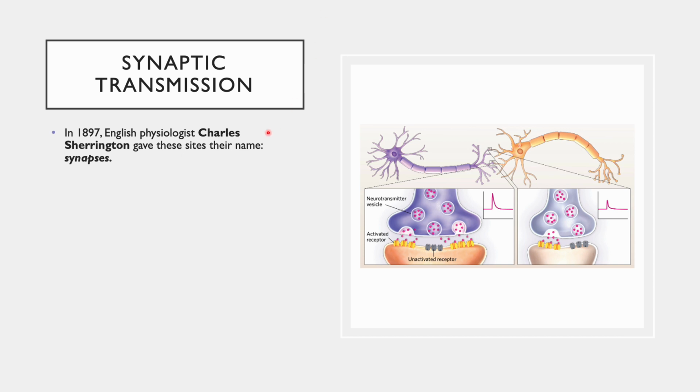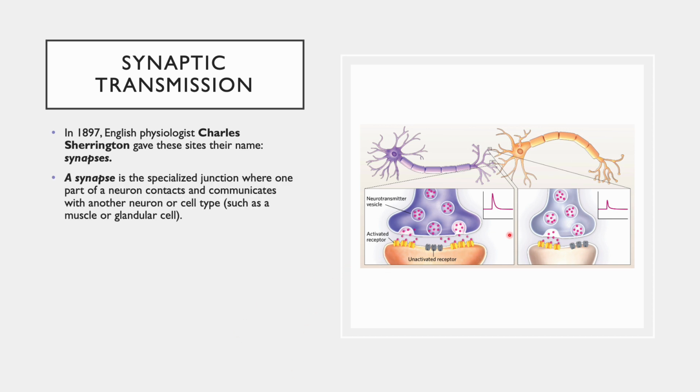By the end of the 19th century, it was recognized that this transfer of information from one neuron to another occurs at a specialized site of contact. An English physiologist, Charles Sherrington, gave the name synapse to this area. Remember that the purple neuron here is known as the presynaptic neuron, whereas this orange neuron is known as the postsynaptic neuron. And it's this area known as the synapse that's the specialized area in which neurotransmitters can be sent from the presynaptic neuron to the postsynaptic neuron.